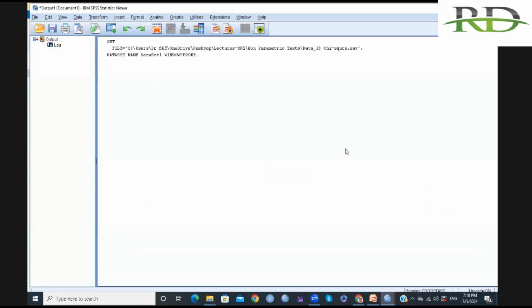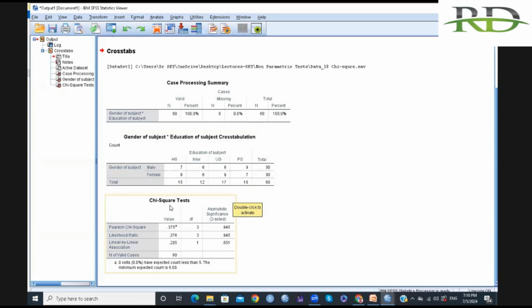You click on OK. So here you can see the chi-square test is saying, through different tests, that the null hypothesis is not rejected. It means the two attributes are not associated with each other. They are independent of each other.